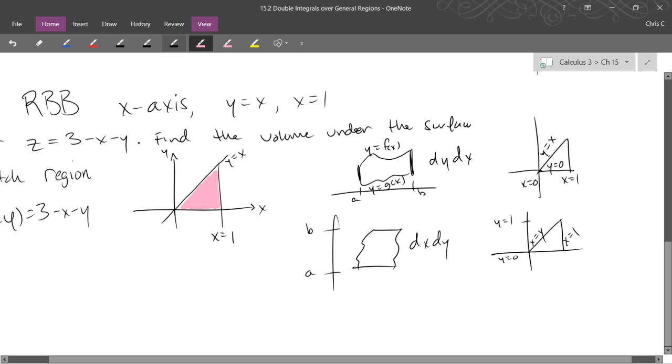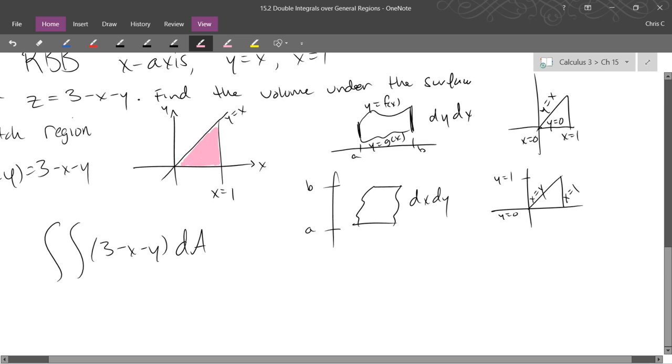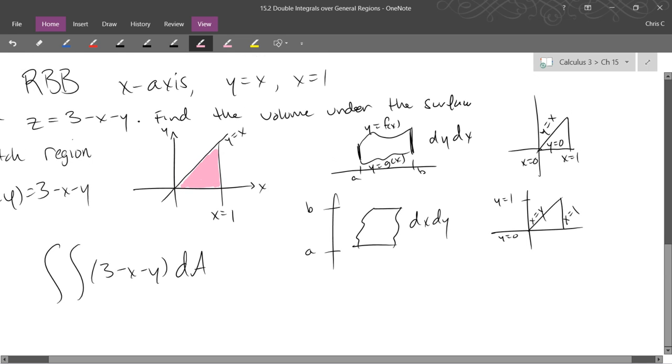All right, so no matter which way you go, you can use this right here as your starting point. I just left it as dA, so I didn't pick an order yet. You choose dx dy or dy dx. And make sure you don't agree with your neighbor until the very last, until your answer. Your answer better match.